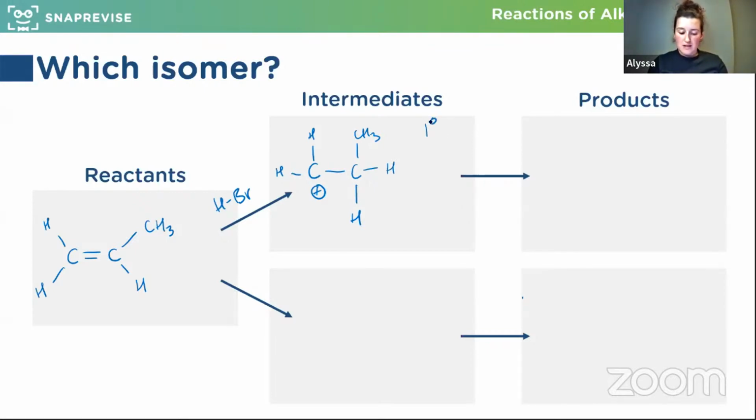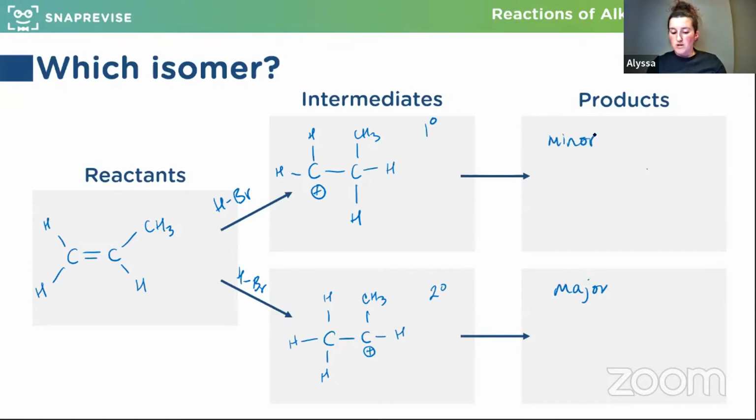That's a primary carbocation. If I add my HBr and my hydrogen this time adds to the other carbon, I end up with a secondary carbocation, CH3, because my carbocation is attached to two carbons. So that's a secondary carbocation. This will be my major product, and this will be my minor product.